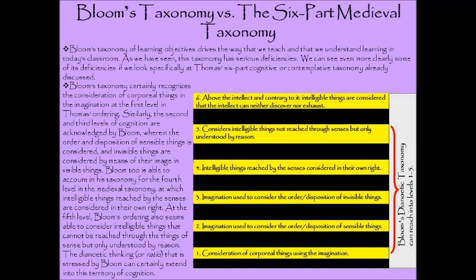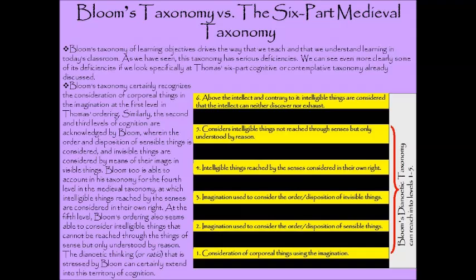All right, so I want to just think about Bloom's taxonomy over against the six-part medieval taxonomy. Bloom's taxonomy of learning objectives drives the way that we teach and that we understand learning in today's classroom. As we have seen, this taxonomy has serious deficiencies. We can see even more clearly some of its deficiencies if we look specifically at Thomas's six-part cognitive or contemplative taxonomy already discussed. Here it is again here, right?